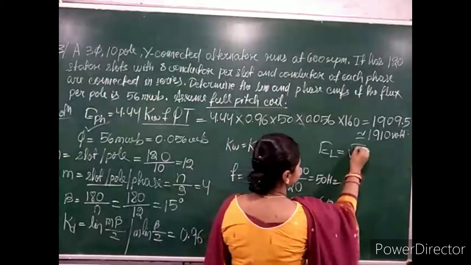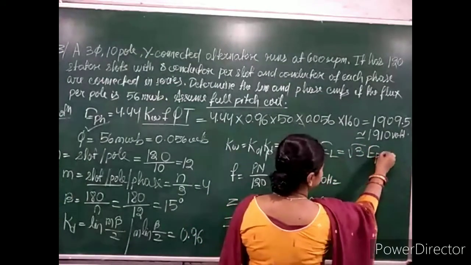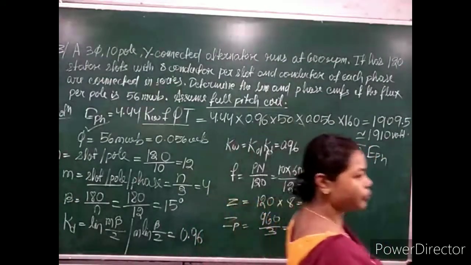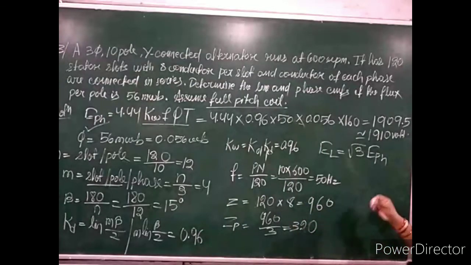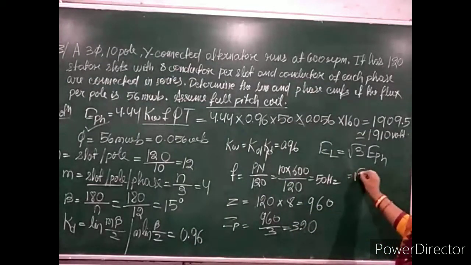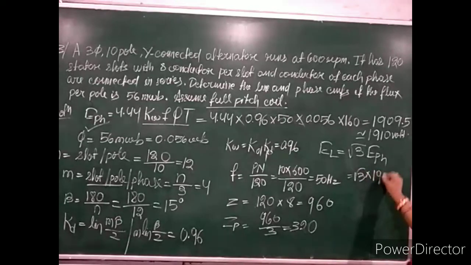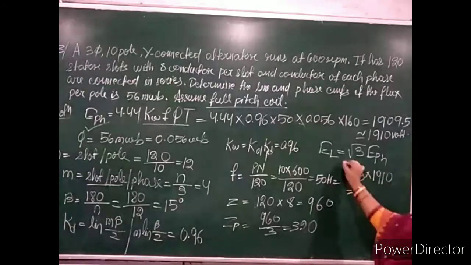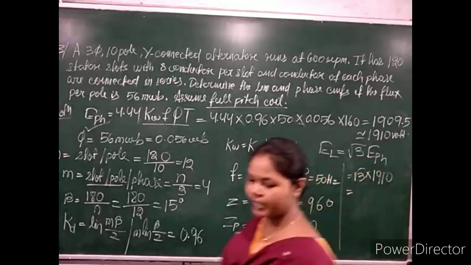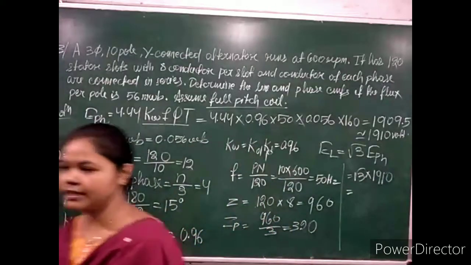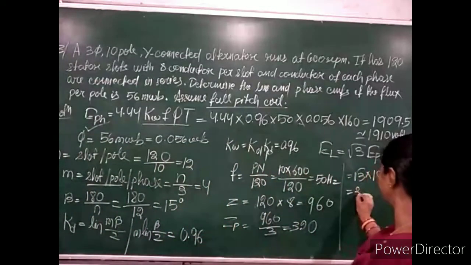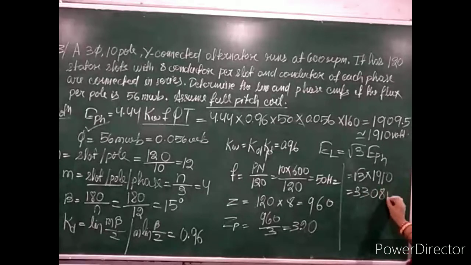As in my given question, the alternator armature is star connected, the line voltage is √3 times the phase voltage. So you put the value of phase voltage, that is 1910, which gives the line EMF generated as 3308 volt.